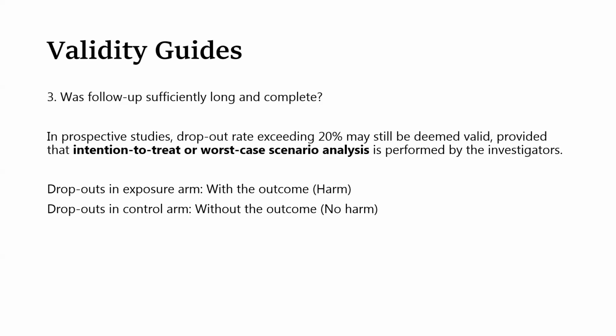In prospective studies, a dropout rate exceeding 20% may still be deemed valid, provided that intention to treat or worst case scenario analysis is performed by the investigators. Intention to treat is the same as worst case analysis, just different names. The worst case scenario is assumed, so the dropouts in the exposure arm are assumed to have developed the outcome, which is bad, whereas the dropouts in the control arm are assumed to not have the outcome, or no harm. Then you would check if this assumption would produce a different result for your study, if it would make a difference.